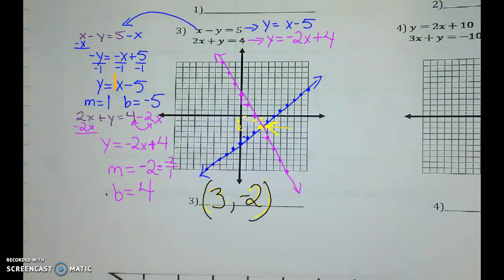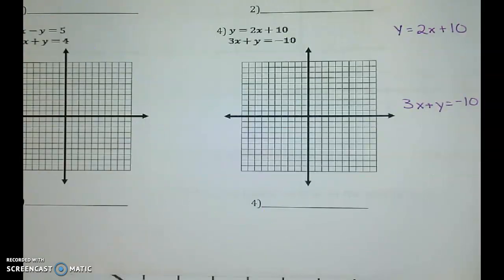Okay, I'm going to pause just a moment to get you started on number 4. Looking at our equations for number 4, getting them in the slope-intercept form. Looking at our first equation, wow, that one's easy. It's already in slope-intercept form. Because remember, slope-intercept is y equals mx plus b. It's already there. So I don't have to do anything to that equation. But what I can go ahead and do is graph it. So I need to find my m, I need to find my b. M is 2, b is 10.